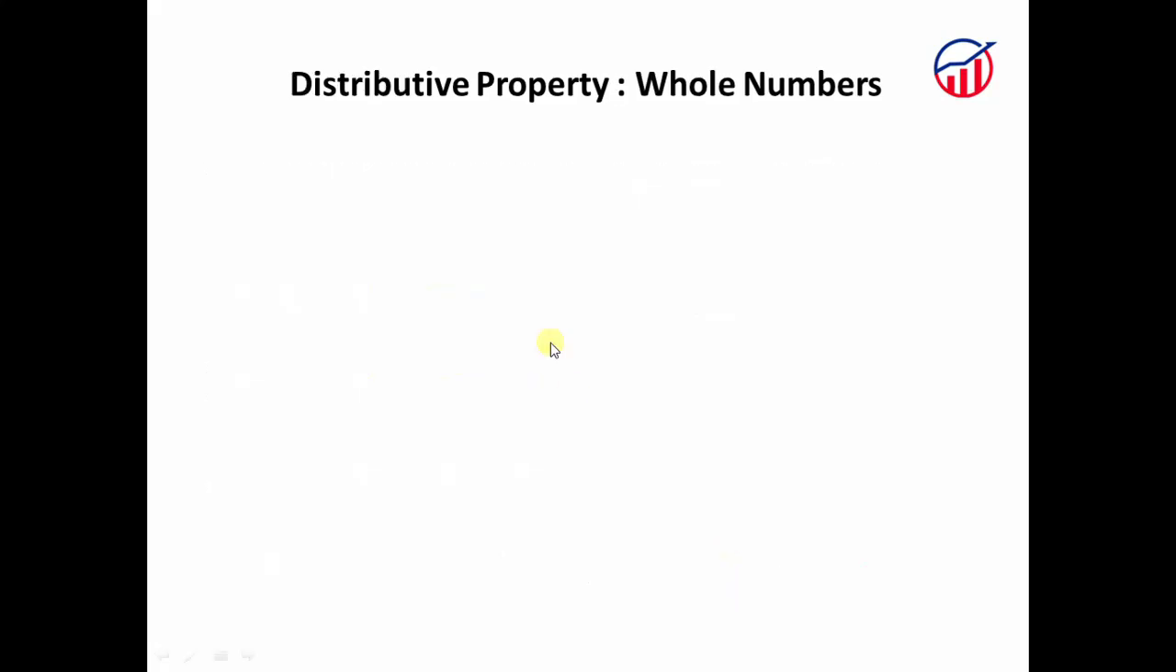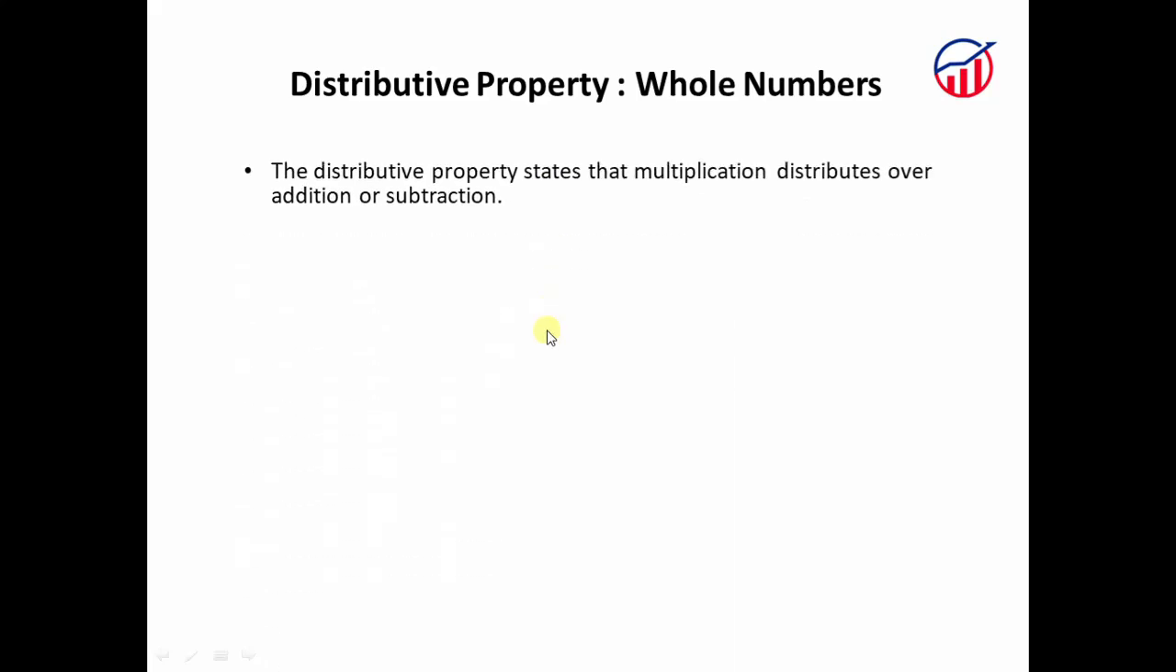Finally we move on to the distributive property for whole numbers. So what does it state? The distributive property states that the multiplication distributes over addition or subtraction. So let's check out the first example, multiplication over addition. So a into b plus c is equal to a into b plus a into c.